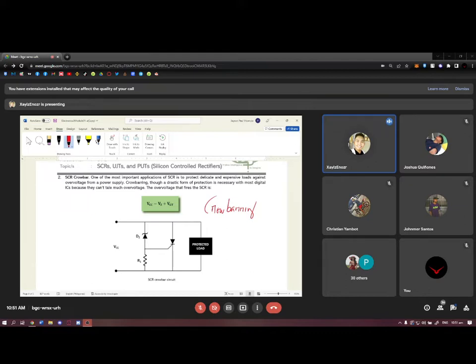Okay, so in crowbarring, as you can see, this is the typical SCR crowbar circuit. It is the simple way. You will use a Zener diode, a resistor, then this SCR. The value of the overvoltage that will fire the SCR is equal to VCC equals VZ, the Zener voltage, plus VGT, the gate voltage. So how does it happen? For example, this is your protected load or IC.